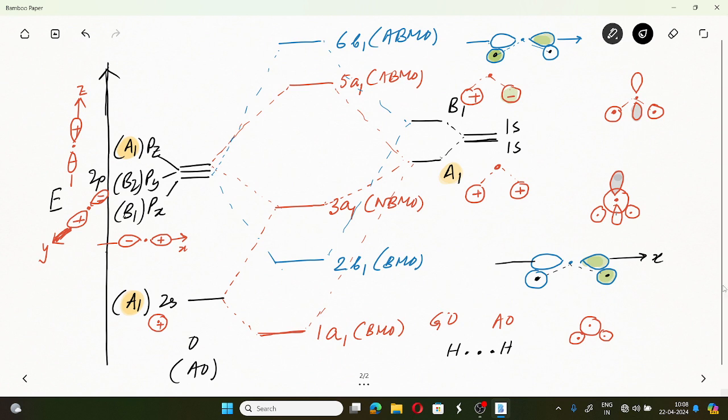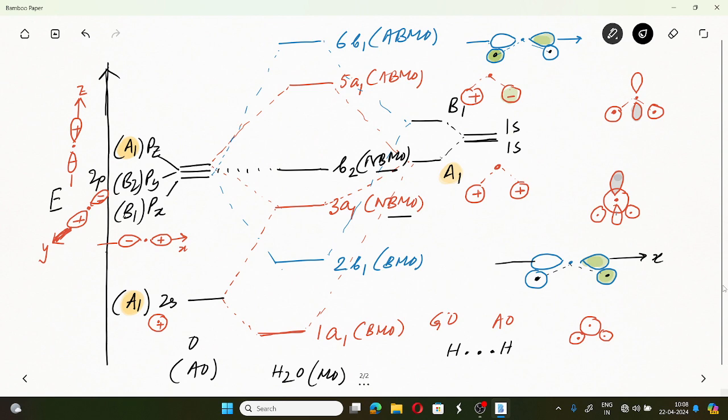the rest, if you look at, the only orbital left is b2, which is 2py. 2py has no matching symmetry orbital, so it will remain as non-bonding, and its symmetry will remain as b2. So these are the two non-bonding molecular orbitals. Look, this and this are non-bonding molecular orbitals. So this is the H2O MO. Okay.